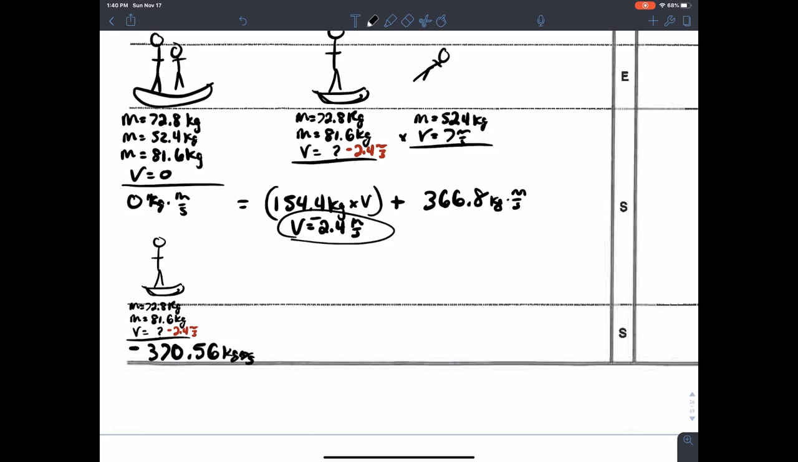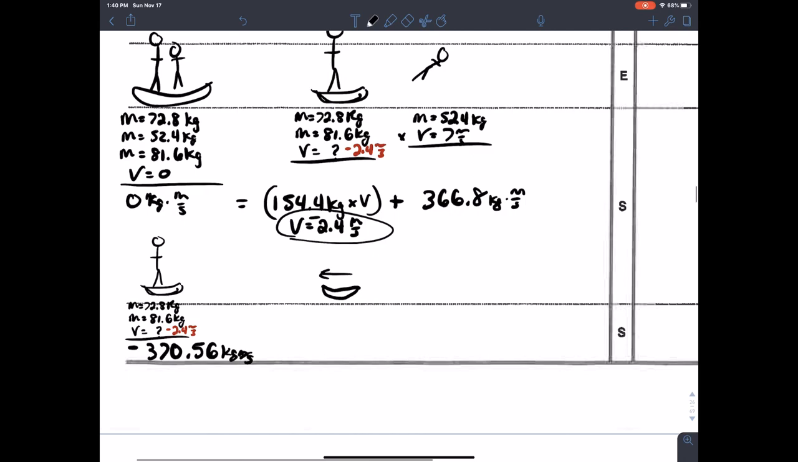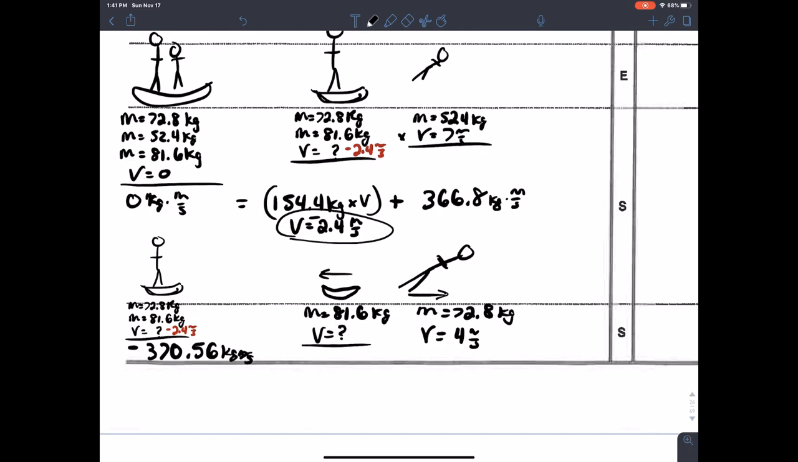That's why it's negative. Now he's going to jump out of the boat. The boat is going to move backwards. The big dude, as he jumps in with his big neck, he's going to go to the right like this after the kid. So the mass of the boat is still 81.6 kilograms. The mass of the guy is still 72.8 kilograms. It said that the big guy's velocity jumping in was 4 meters per second. And we don't know how fast the boat is going to be moving backwards now.